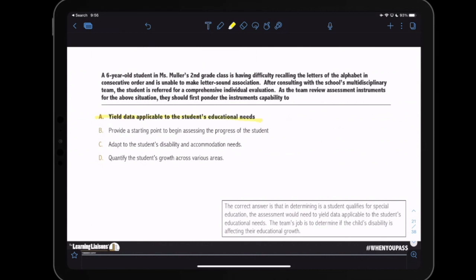The correct answer is A, that in determining a student qualifies for special education, the assessment would need to yield data applicable to the student's educational needs. Remember, when we are talking about our students who are receiving any type of services, it has to be unique. It has to be individualized. It has to be forever monitored and changing, and it has to be data-based, understanding that that data can look very different because we want to make sure that we have a full understanding of this child, their strengths, and what their needs are. So the team's job is to determine if the child's disability is affecting their educational growth.